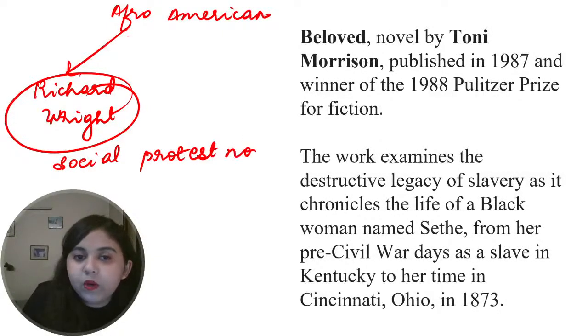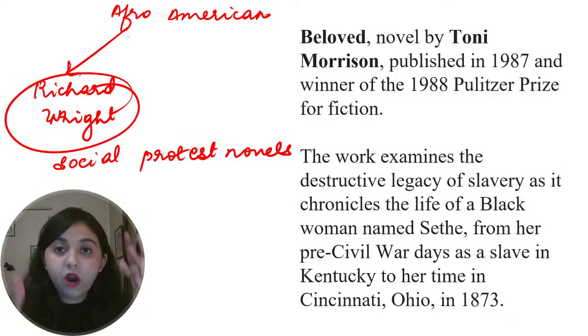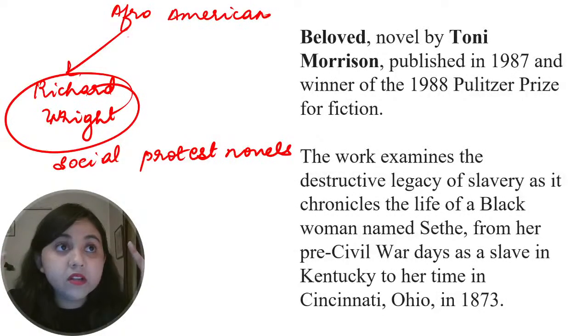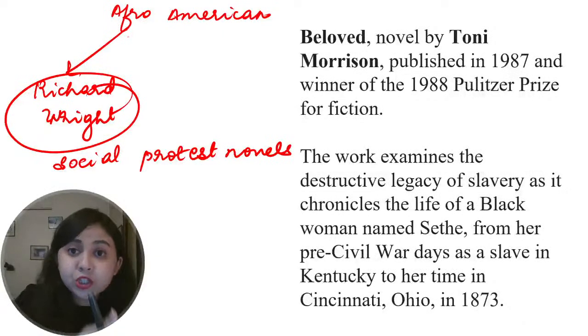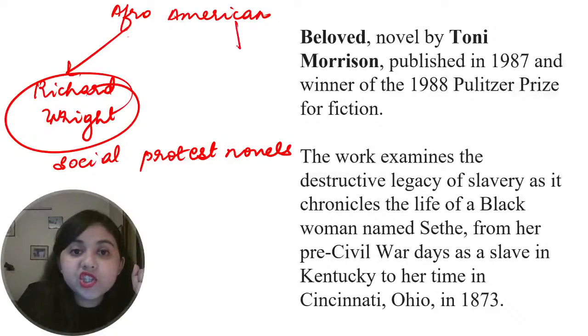He was only concerned about registering that you people are wrong, you people are not treating us in an equal fashion, what is going on around with the society. So that was Richard Wright. But slowly and steadily, Afro-American writings are not just critical of the society and racism.